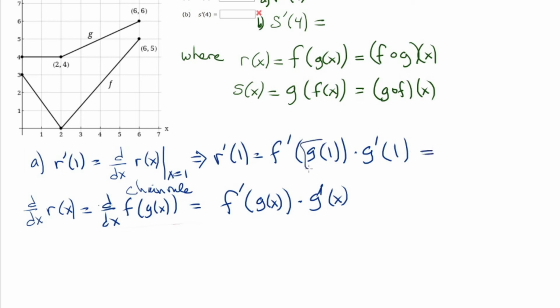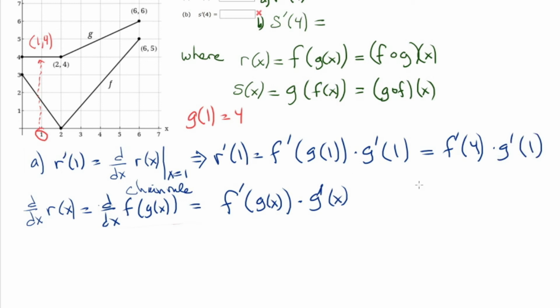Right? So what's g of 1? We have to look on the graph because we don't have a formula. So here's x equals 1. And what is g of 1? It's the y-coordinate right here. And it looks like it's the point 1, 4, right? So g of 1 is equal to 4. So this is going to be f prime of 4 times g prime of 1.